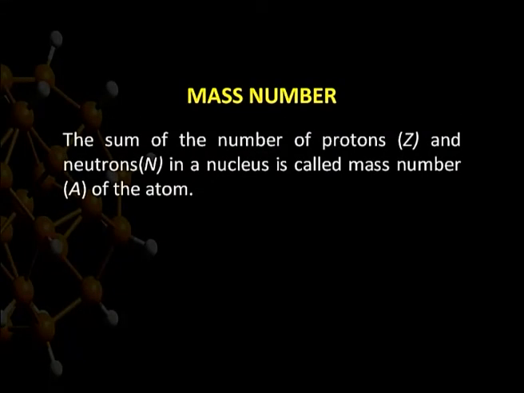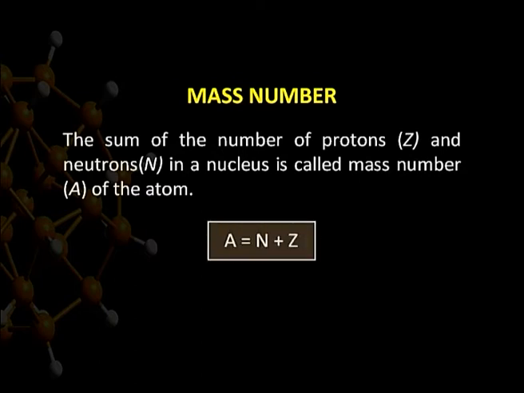The atomic number is a fundamental property of the element and is equal to the number of protons in the nucleus, that is, equal to the unit positive charge on the nucleus. The sum of the number of protons and neutrons in a nucleus is called the mass number A of the atom. So A can be expressed as A is equal to N plus Z.